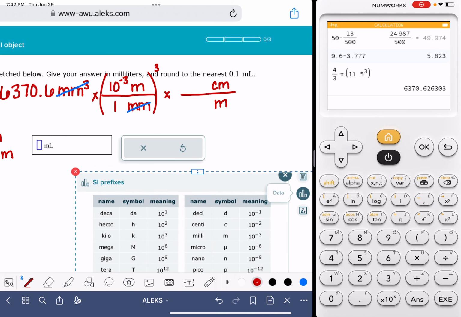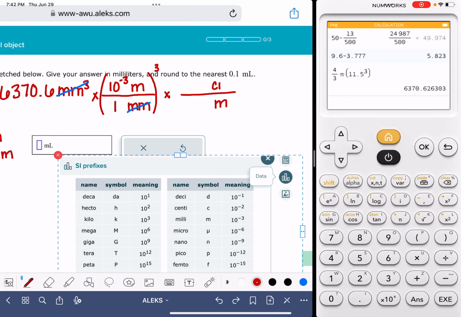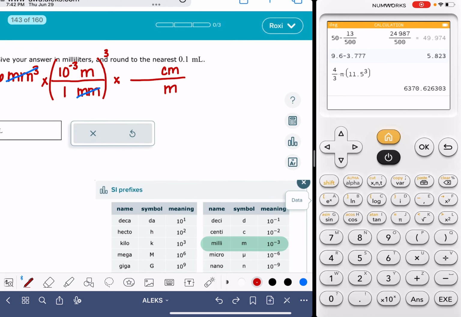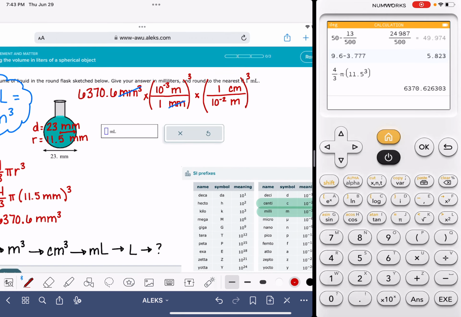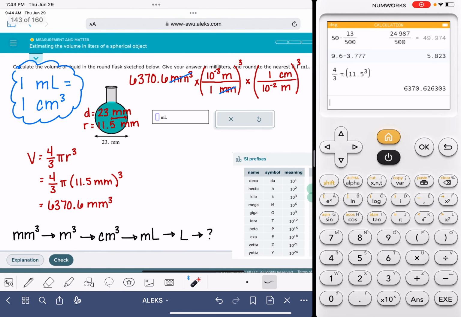Let's take a look at ALEKS's table of prefixes. We can see that centi is the prefix for 10 to the minus 2. So that means 1 centi of anything is 10 to the minus 2. Now again, we have 3 meter units that we're trying to convert, which means we need this conversion factor to be applied 3 times, 1 for each one. Okay, so now we've done the meter to centimeter conversion right here.